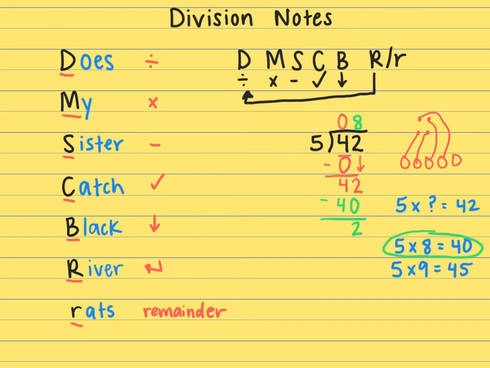So I go to the remainder. So that means that this number right here means remainder. And how I would write that is I would put a little r and then put the number after it. So remainder 2. So that means that 42 divided by 5 is 8 remainder 2. Because if I take 5 times 8, I get 40, and then there's 2 left over.